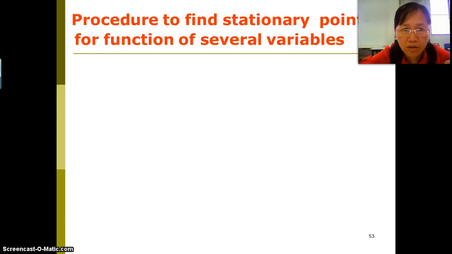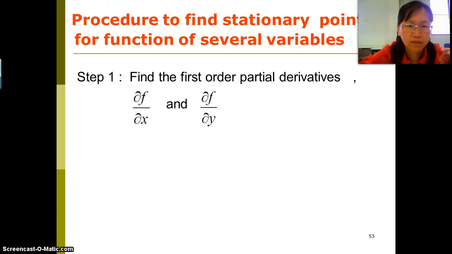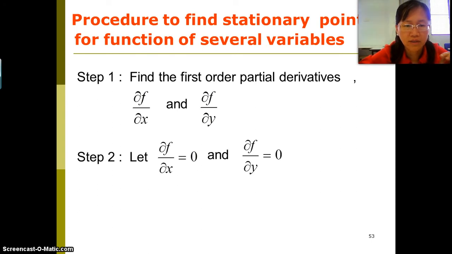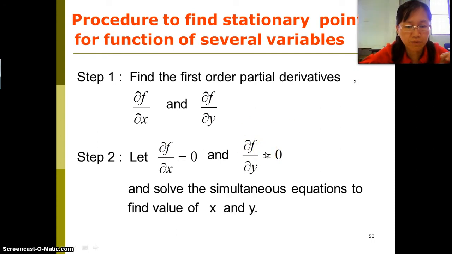The procedure to find stationary points for a function of several variables is as follows. Step 1 is to find the first order partial derivatives, del f over del x and del f over del y. Step 2 is to let both first order partial derivatives equal 0, and solve the simultaneous equations to find the values of x and y.